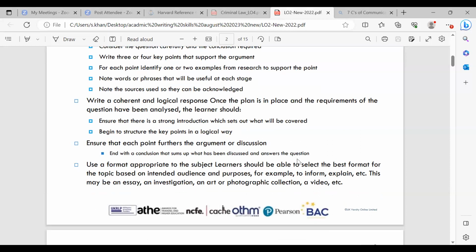Yes. Okay, so you need to ensure that each point furthers the argument or discussion. You need to end with a conclusion that sums up what has been discussed and answers the question. Again, when we look at a conclusion, why do you think a conclusion is so important?